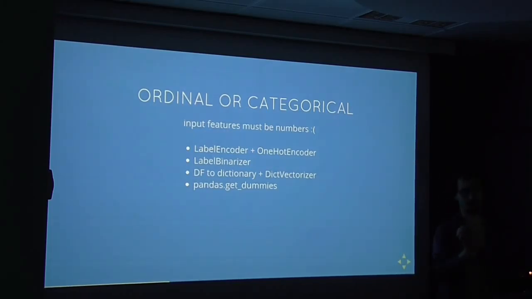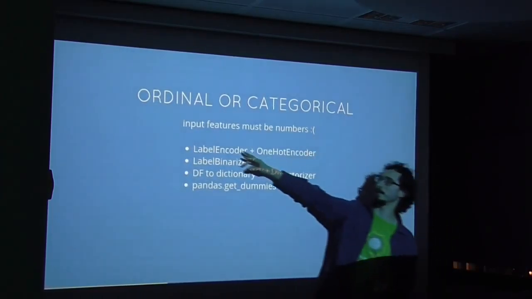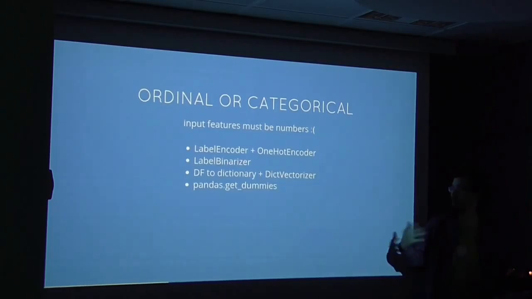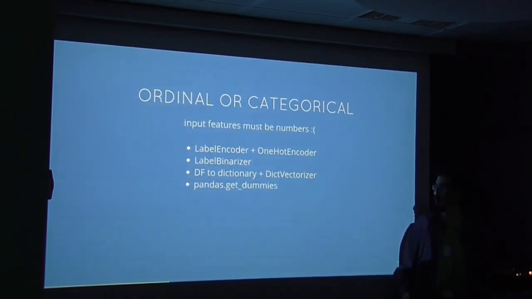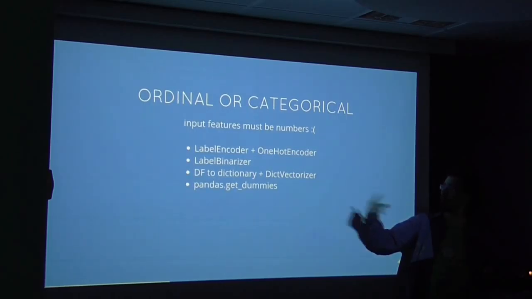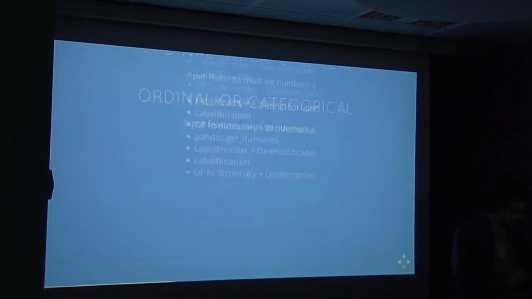You have a string categorical variable, Madrid, Bilbao, Barcelona, and you want them to become dummy variables. An easy way is to use the pandas get dummies function. There are other ways: use a label encoder and a label one hot encoder, or label binarizer, which does it directly. You can also convert it to a dictionary, and then sklearn has something called dict vectorizer. This is very weird to me. I don't understand why one would convert a data frame to a different structure and then use another object to convert it back to an array. For me, it's suboptimal. But well, this is what it is.